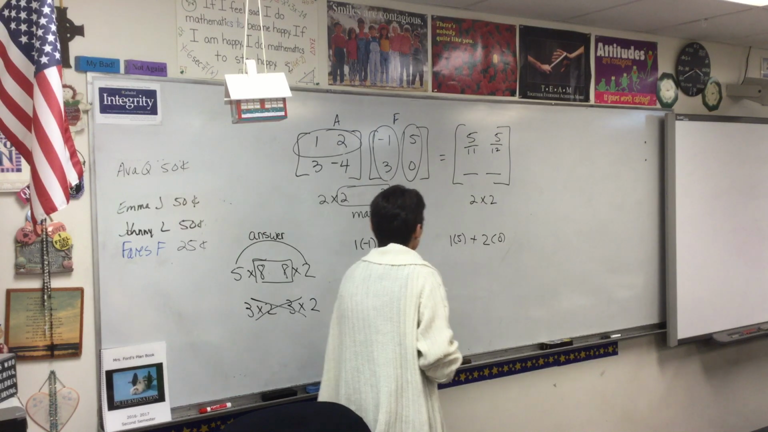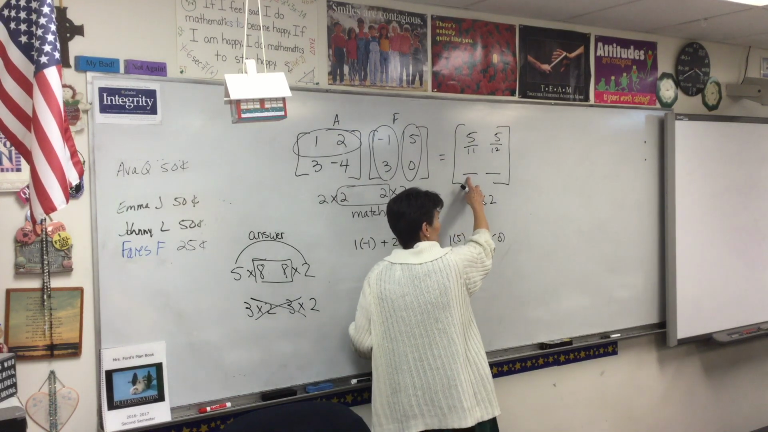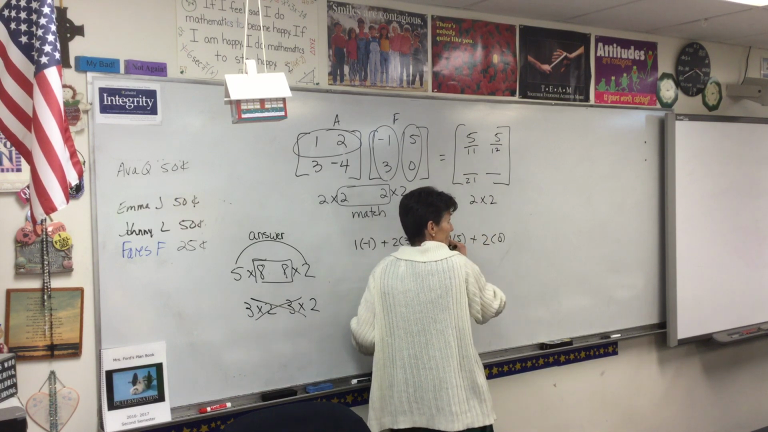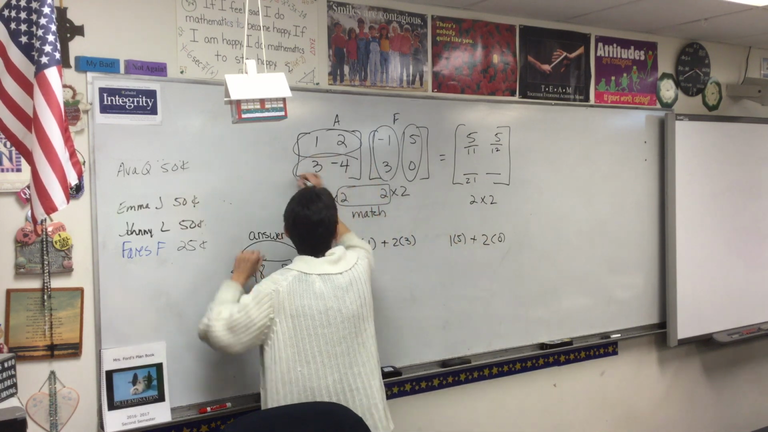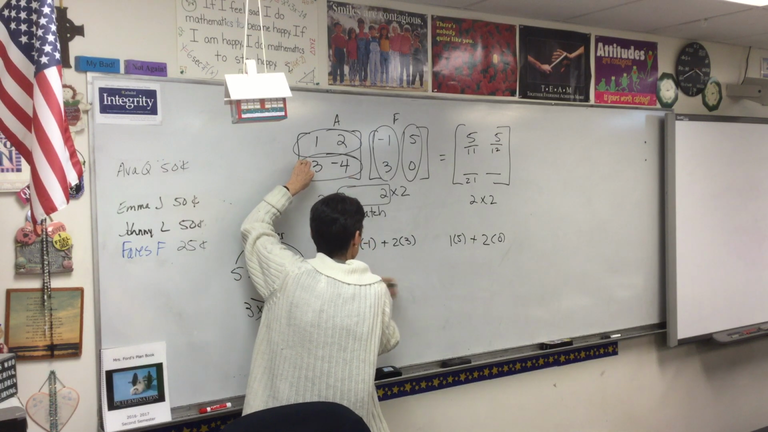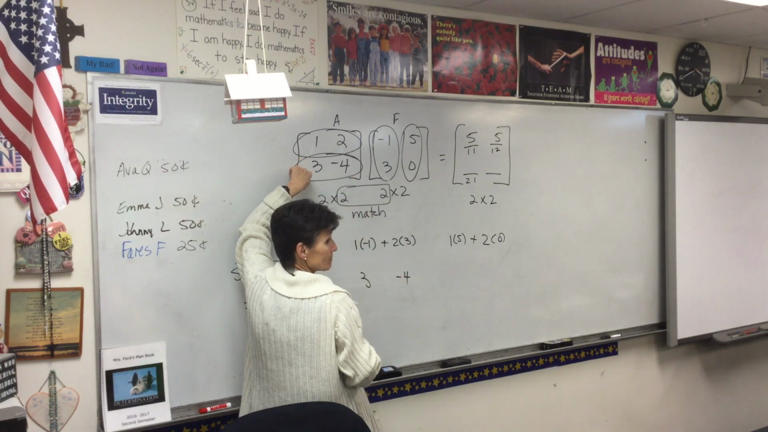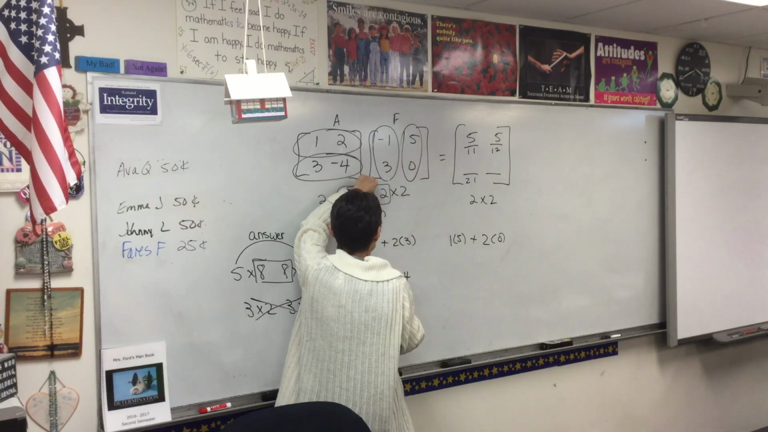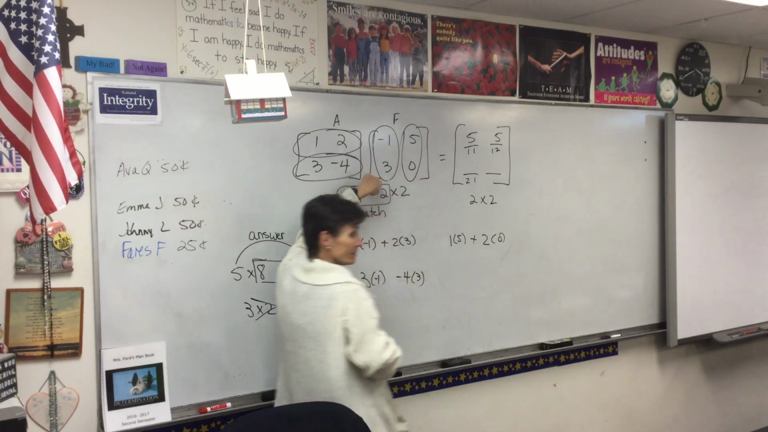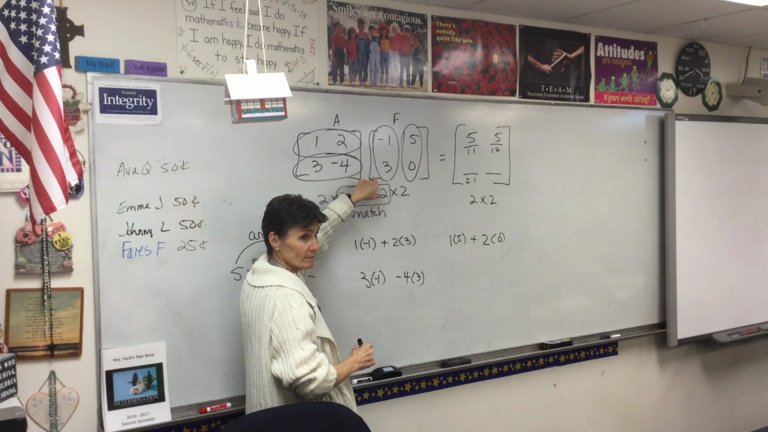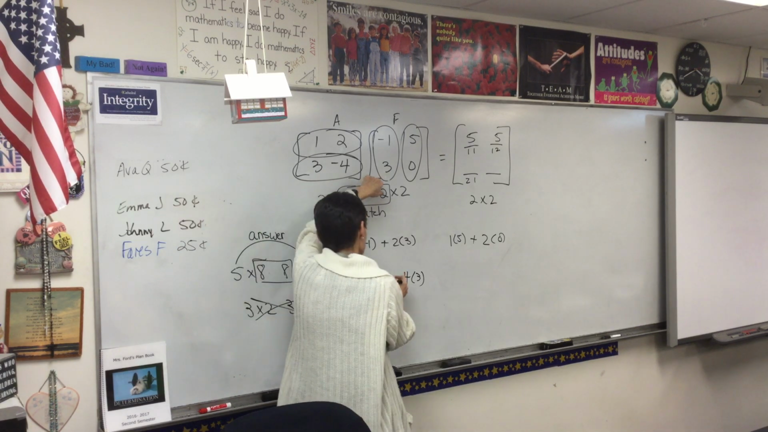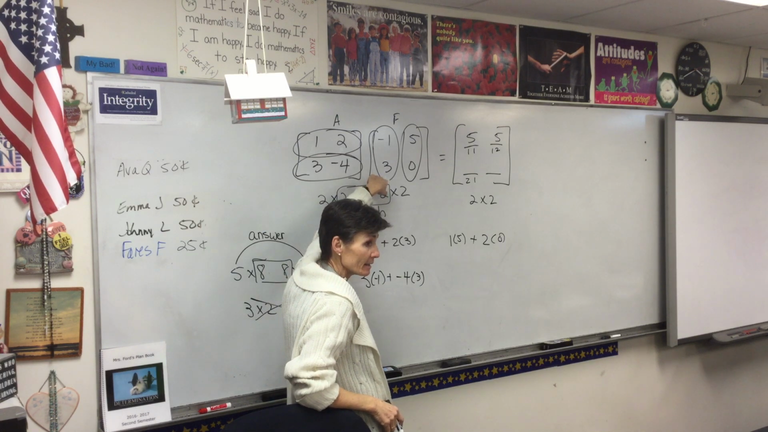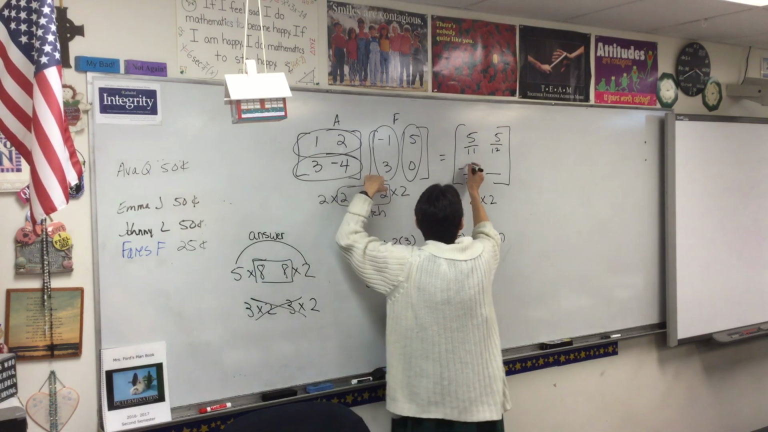Okay. Now tell me about this spot. What spot is this? Second row, first column. So I'm going to take my second row, which is 3, -4, and I'm multiplying it by my first column, which is -1, 3. See what I'm doing? I'm going to add those. So what is that number going to be? -15.